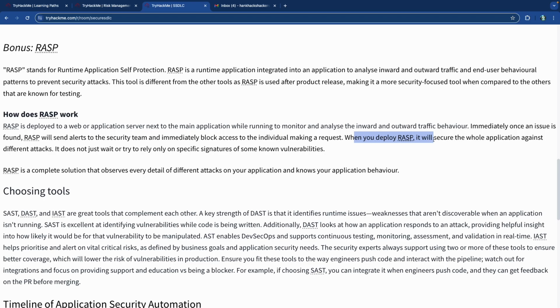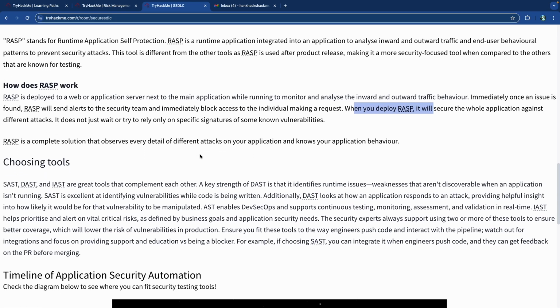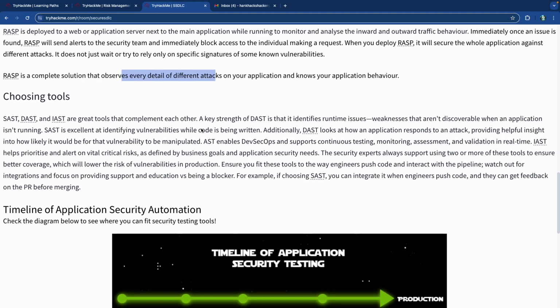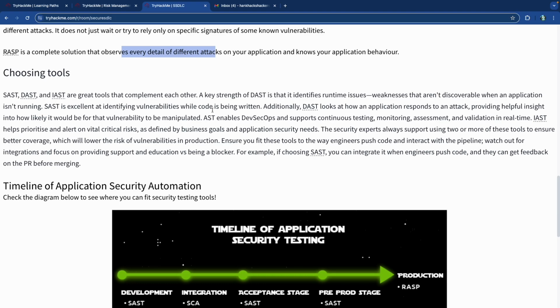And when you deploy this, it'll secure the whole application against different attacks, and it does not just wait to try to rely on specific signatures of known vulnerabilities. It's a complete solution. So RASP is a complete solution that observes every detail of the different attacks and knows the application's behavior. When you want to choose a tool, it's complementary. So it's not like you just choose one thing. So DAST identifies runtime issues, right?